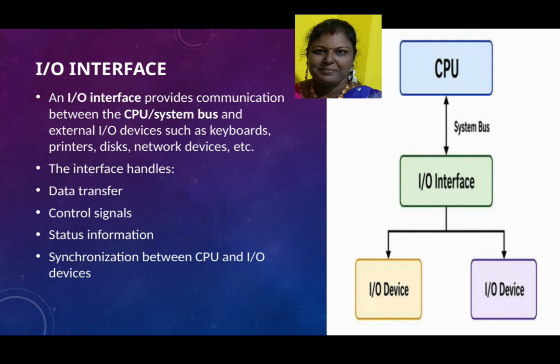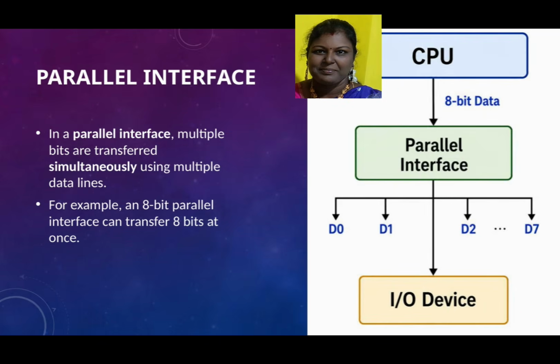Here, multiple bits move at the same time, each on its own data line. So if you have an 8-bit parallel interface, you're transferring 8 bits all at once. This makes data transfer faster compared to sending bits one by one. It's like having several lanes on a highway instead of just one. More cars can go through simultaneously. This approach is common when speed is key and the hardware supports multiple lines working together.